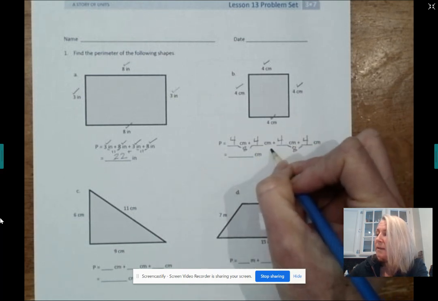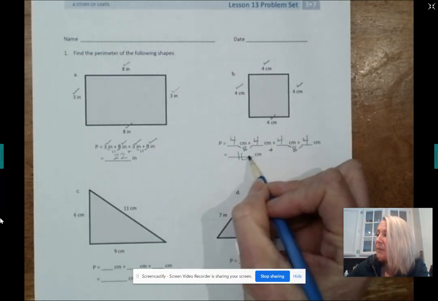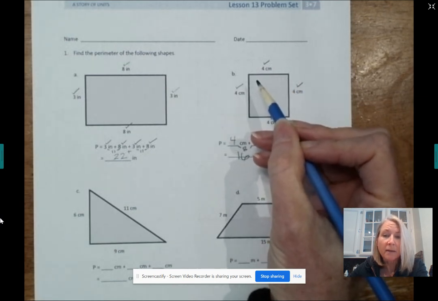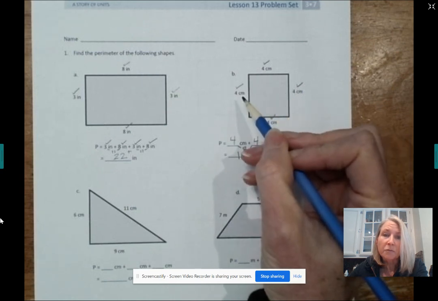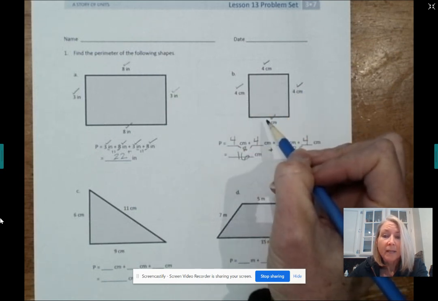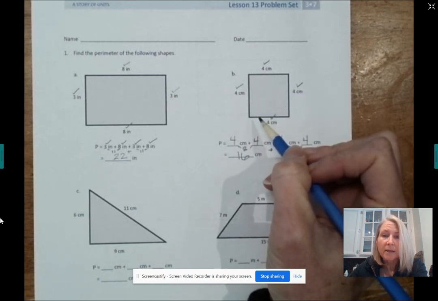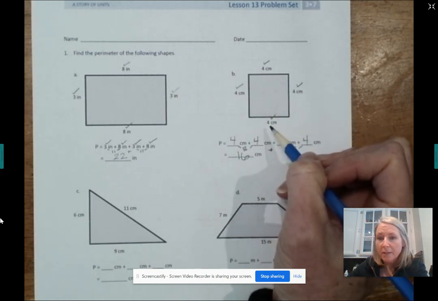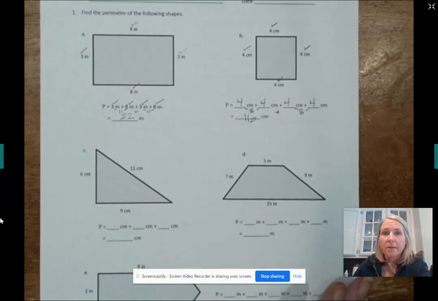I know it's not the fastest in this case, but 8 plus 8 is 16. Now, what we'll learn about squares as we go is they're unique shapes because if we were to calculate this area, which is a 4 times a 4, we'd get 16. And if we add up all 4 sides, we also get 16. So squares are unique in that their area is actually equal to their perimeter. That is not very common of other polygons. Okay.